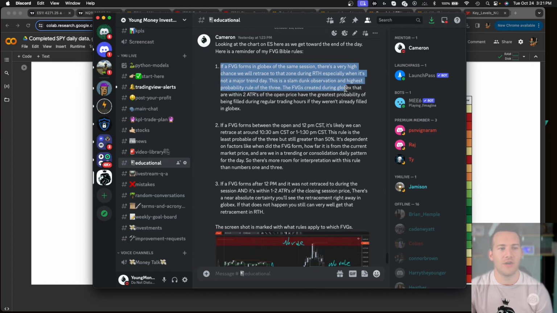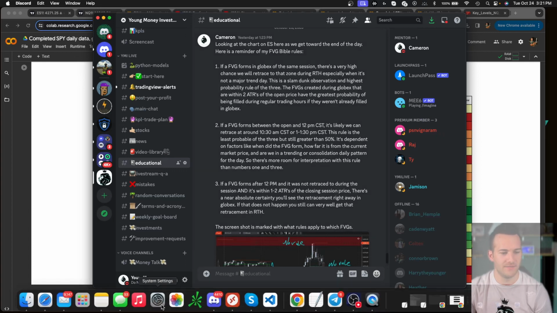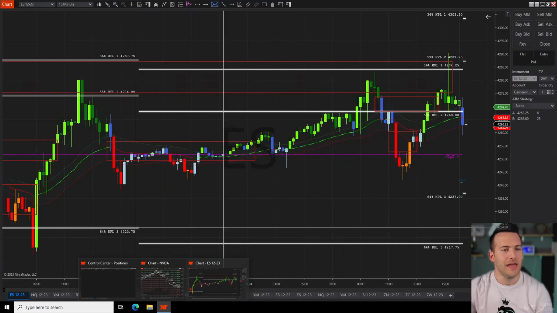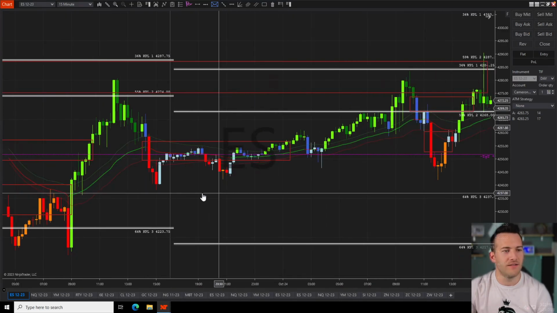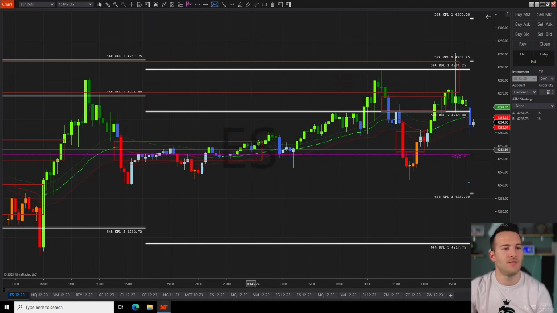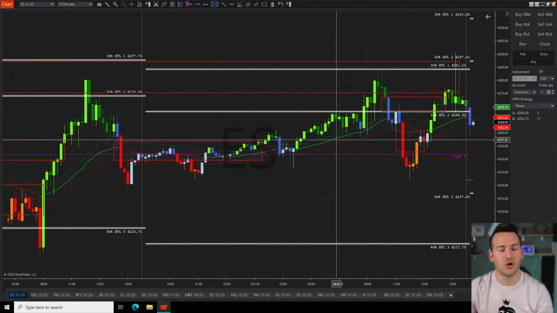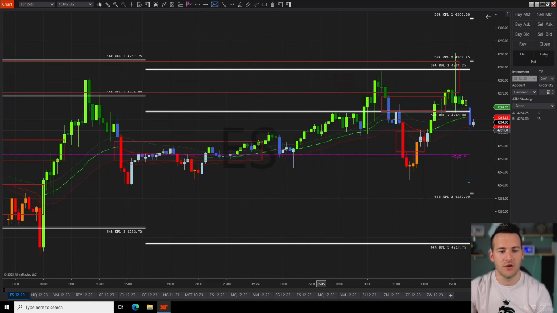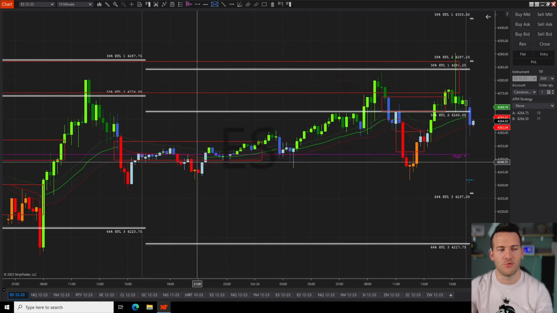The fair value gap created during Globex that is within 2 ATRs of the open price has the greatest probability of being filled during regular trading hours if it isn't already filled in Globex. And if you're going, what the heck does that mean? Well, let's go back here and take a look. So this fair value gap right here formed. We didn't have any fair value gaps that formed during Globex today.